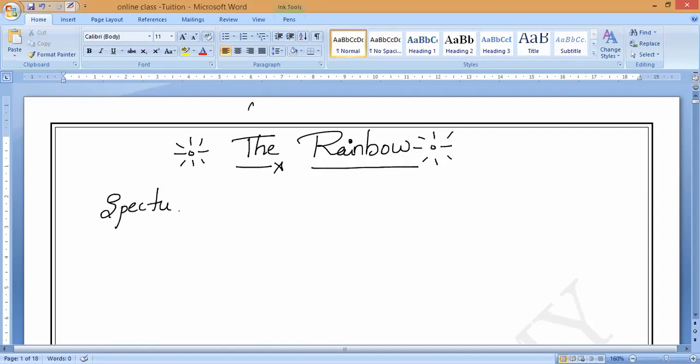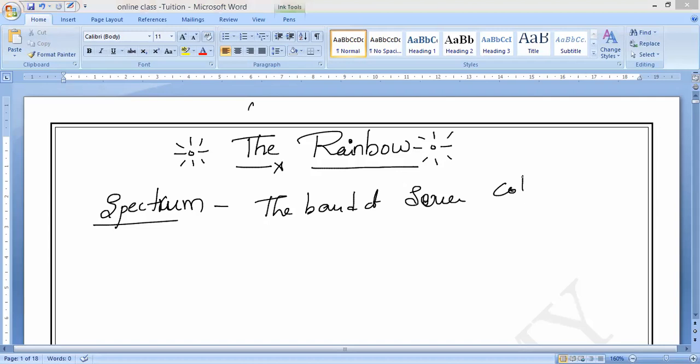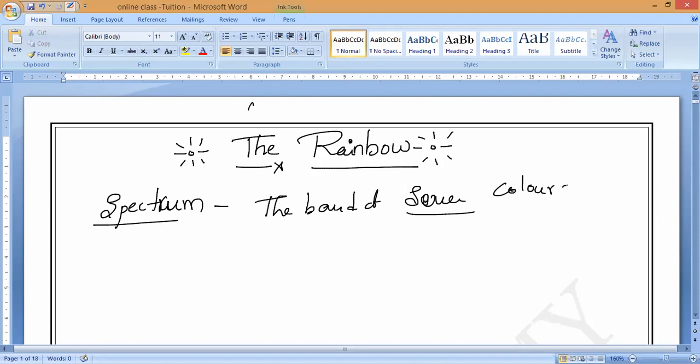Kevin, Dilipan, what do you mean by spectrum? A band of 7 colors formed on a white screen. The band of colors, 7 colors formed on a white screen when a beam of white light is passed through some kind of prism, maybe an artificial prism or a natural prism, or any kind of transparent object. When white light is passed through it and a band of 7 colors forms, that is called, in a simple definition, a spectrum.